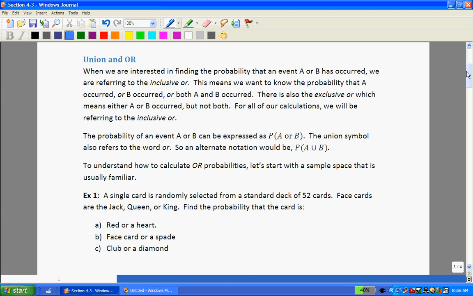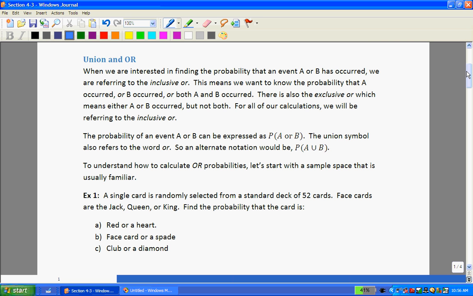Union and OR. When we are interested in finding the probability that an event A or B has occurred, we are referring to the inclusive OR. This means we want to know the probability that A occurred, or B occurred, or both A and B occurred. There's also the exclusive OR, which means either A or B occurred, but not both. For all of our calculations, we'll be referring to the inclusive OR. So you won't have to make that decision. It's just automatically going to be the inclusive, where A could have happened, B could have happened, or they both could have happened at the same time.